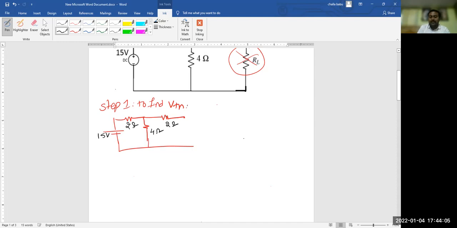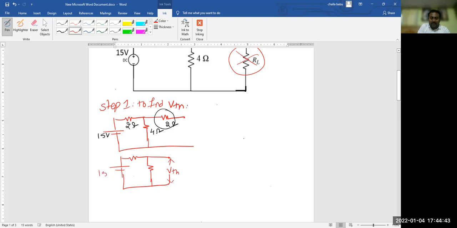By seeing this circuit, we can say this branch is redundant. Redundant means a branch which is in series with the open circuit won't take any current. So I am removing this 2 ohm resistance by redrawing the circuit without the redundant 2 ohm branch, so that we will get a circuit in this way. This is your VTH. Our objective is to find the voltage across this one.